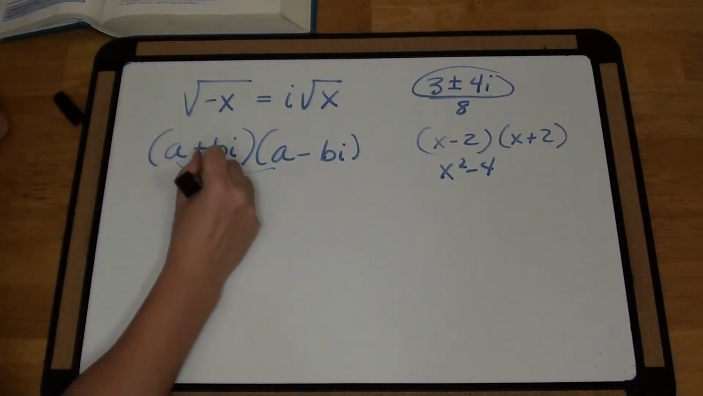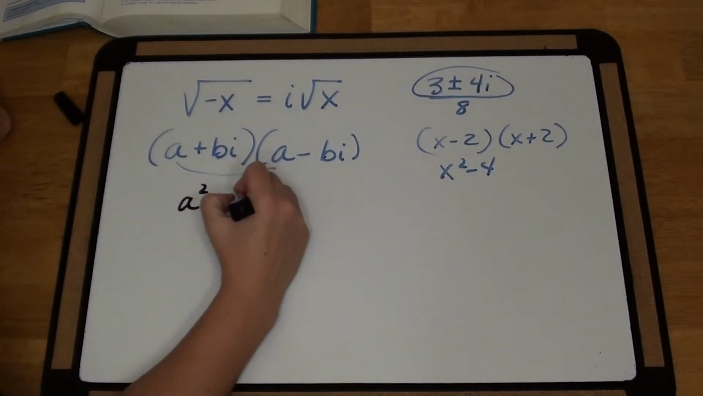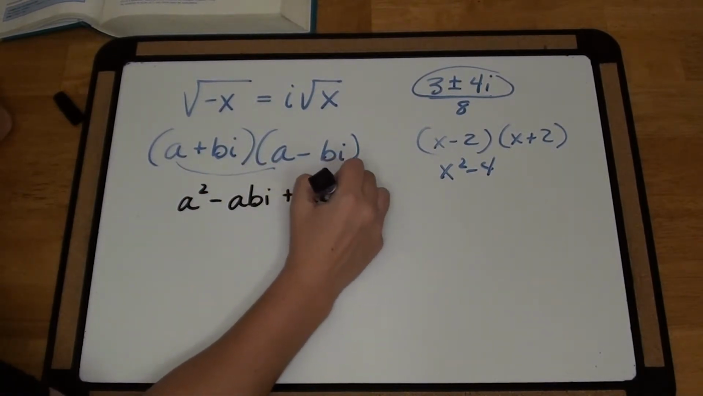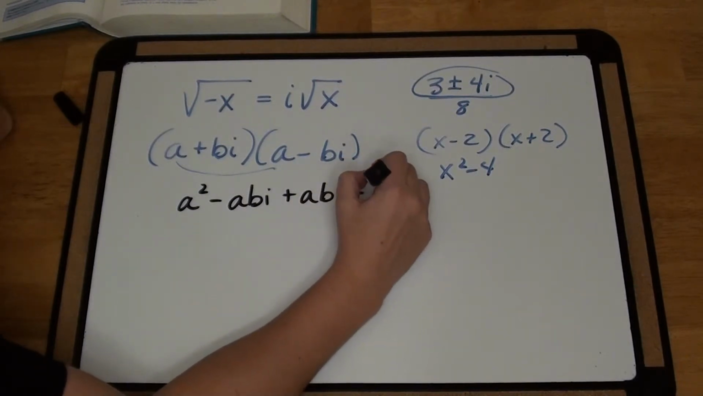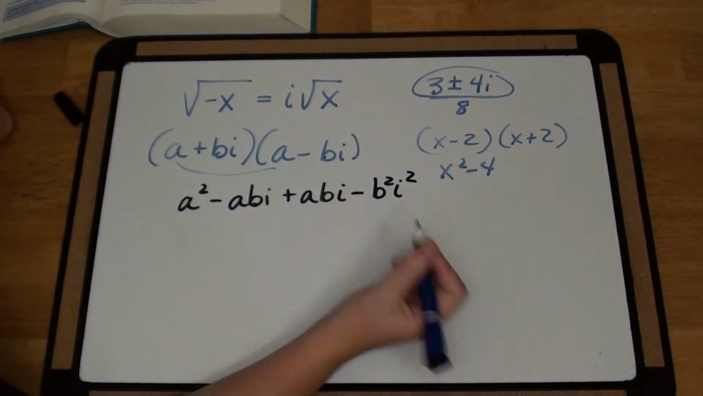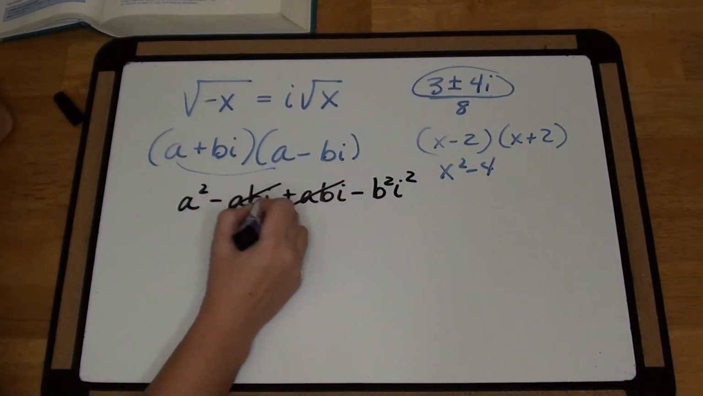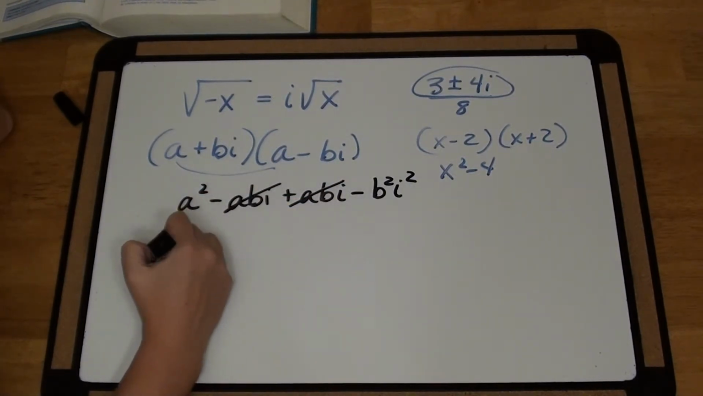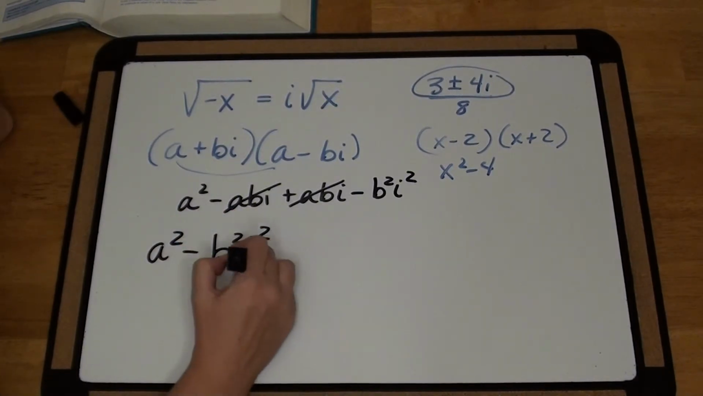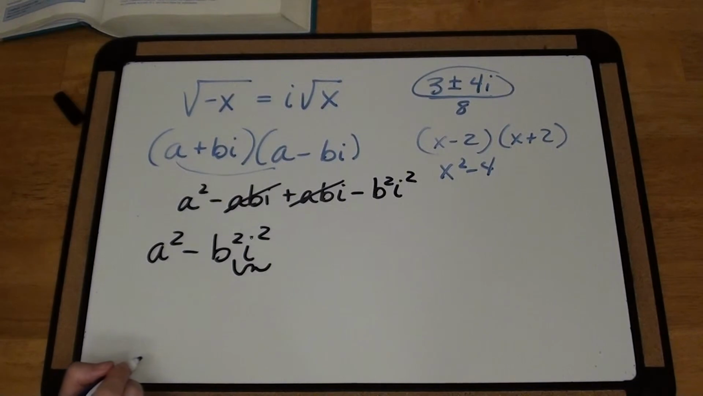We get a squared minus abi plus abi minus b squared i squared, right? So these cancel because you have minus abi and plus abi. So you get a squared minus b squared i squared. Well, what do we say that i squared was? i squared is the same as negative 1.